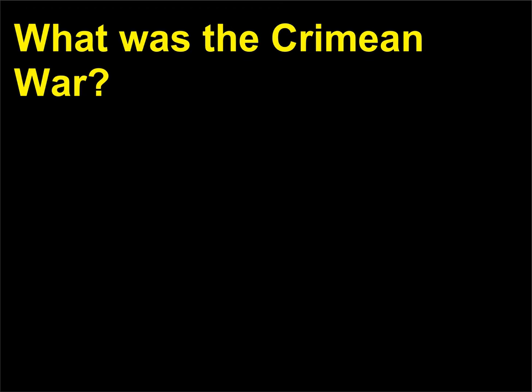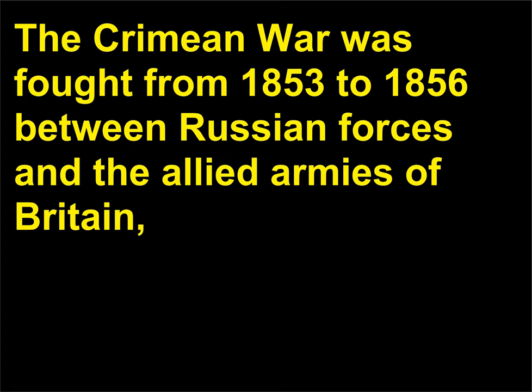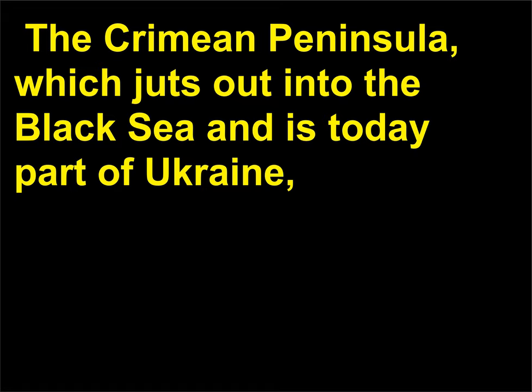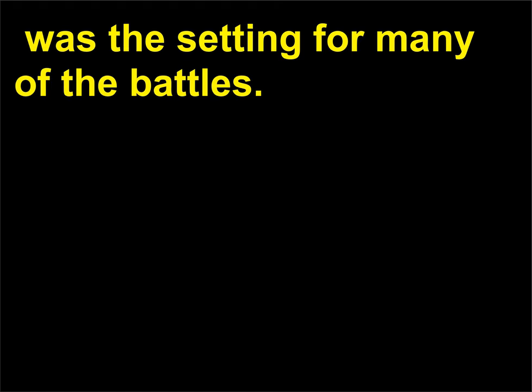The Crimean War was fought from 1853 to 1856 between Russian forces and the Allied armies of Britain, France, the Ottoman Empire, present-day Turkey, and Sardinia, part of present-day Italy. The Crimean Peninsula, which juts out into the Black Sea and is today part of Ukraine, was the setting for many of the battles.